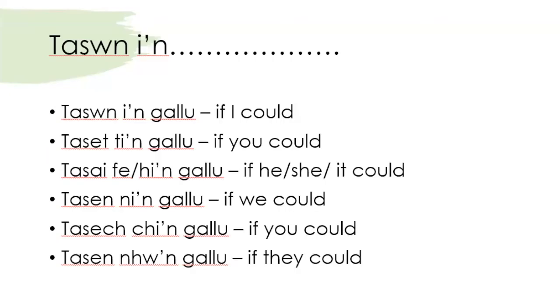Here are the forms of taswn i with different people. Taswn i'n gallu, if I could. Tase ti'n gallu, if you could. Tase fe, tase hi'n gallu, if he, she, or it could. Tase ni'n gallu, if we could. Tase chi'n gallu, if you could. And tase nhw'n gallu, if they could.